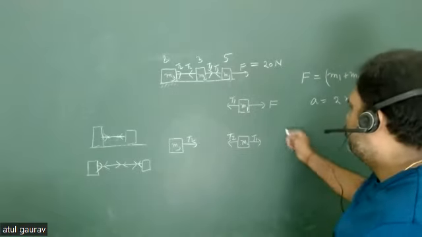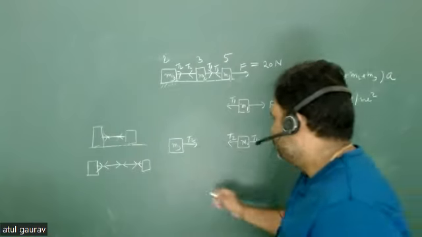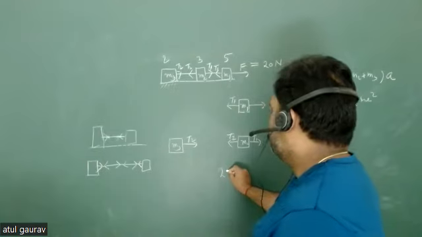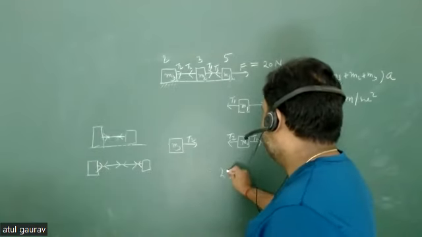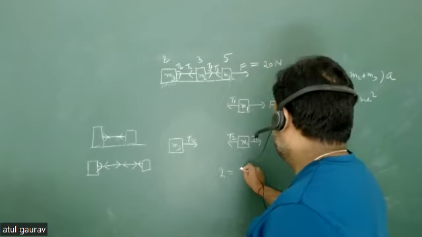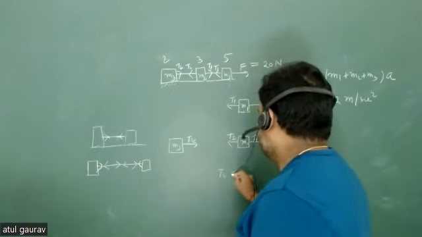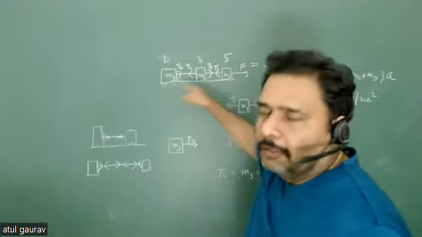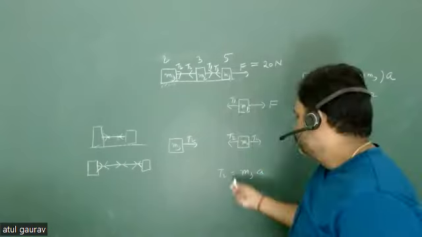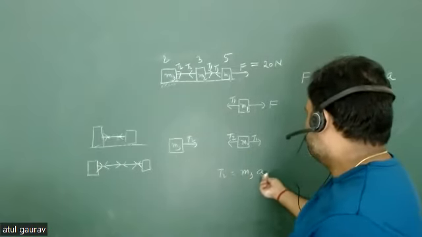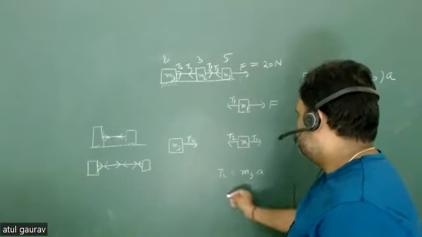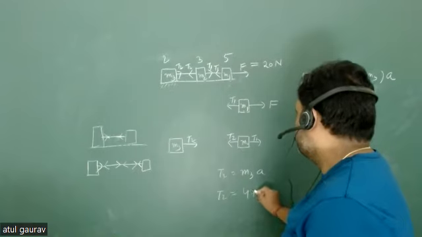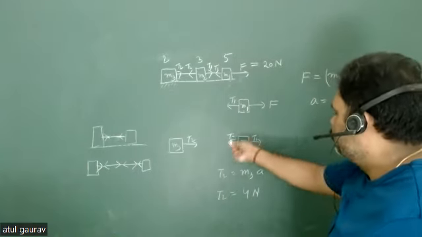So from the third one, we can calculate easily. What is M3? 2, isn't it? 2 kg. Sorry, T2 is equal to M3A. Again, A1 is equal to A2 is equal to A3. तीनों का acceleration क्या होगा? Same होगा. So T2 is equal to M3A. What is the value of T2? A is 2 unit. So that will be what? 4 Newton. Okay.